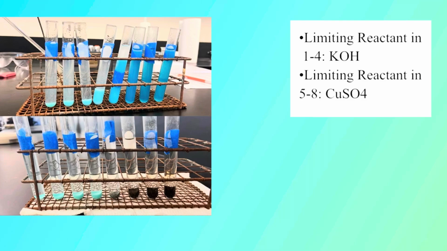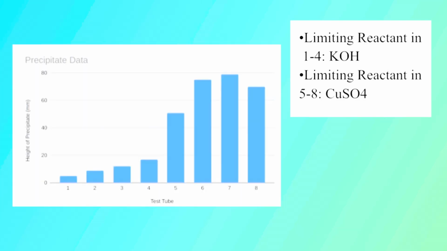Conversely, the amount of precipitate levels off in test tubes 5 through 8 because the limiting reactant, copper(II) sulfate, cannot create more product, as there is not enough of it to react with the increasing amounts of potassium hydroxide. In other words, the copper(II) sulfate is completely consumed in tubes 5 through 8, leaving potassium hydroxide in excess, and vice versa in tubes 1 through 4.